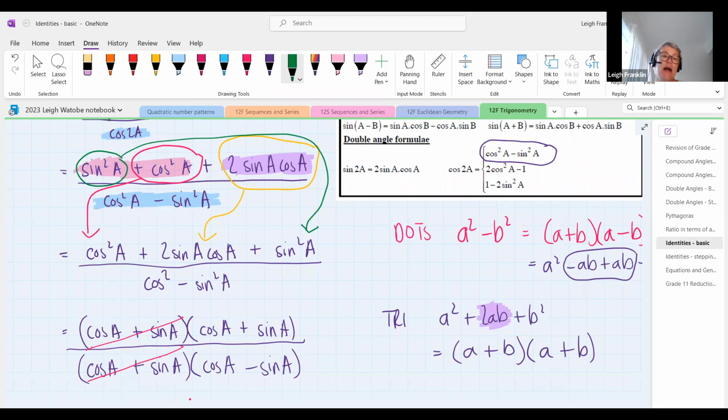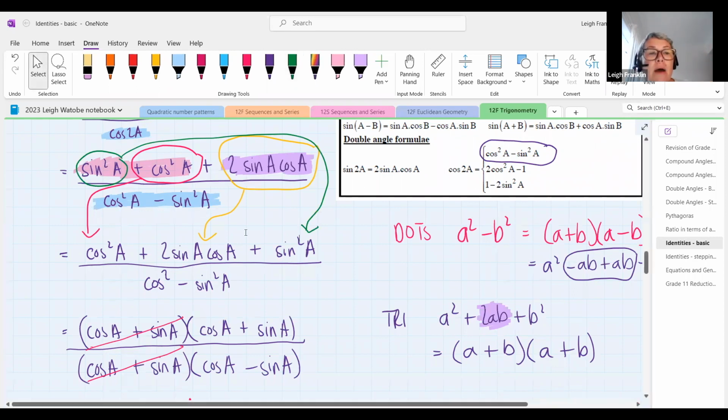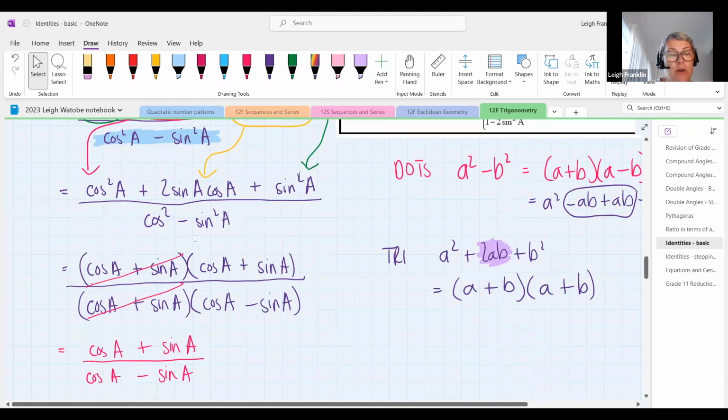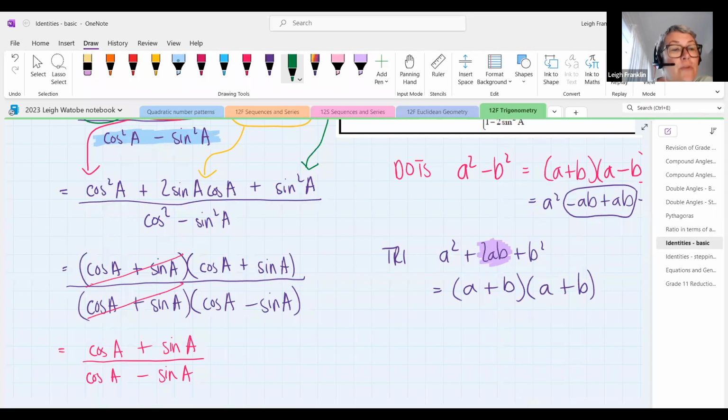Now, the reason that I'm doing that is because I'm trying to make myself a trinomial that I'm going to factorize. Okay, I know that on the right-hand side, cos A is the first term at the top, and cos A is the first term at the bottom. At the top, it doesn't matter because cos A plus sin A plus cos A, it's the same thing. But when you're subtracting, the order does matter. So I want cos A at the front. Okay, so that's why I put cos A at the front over here.